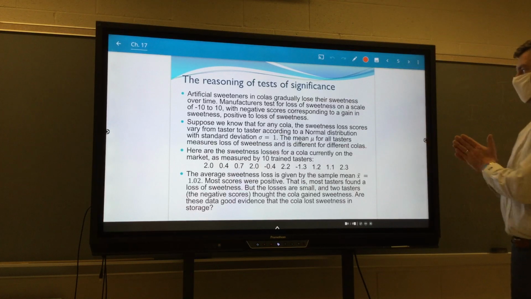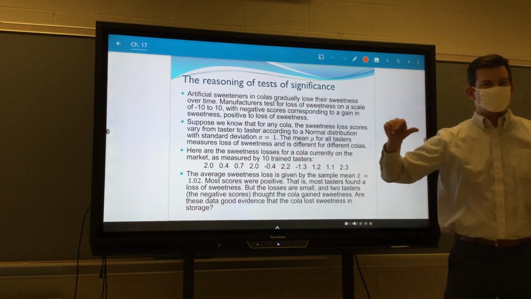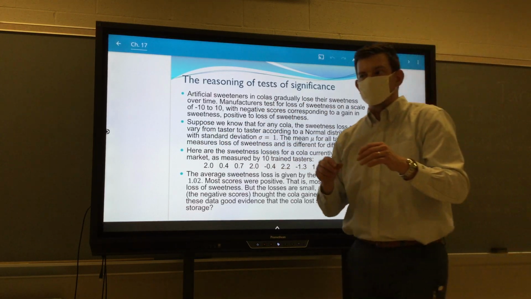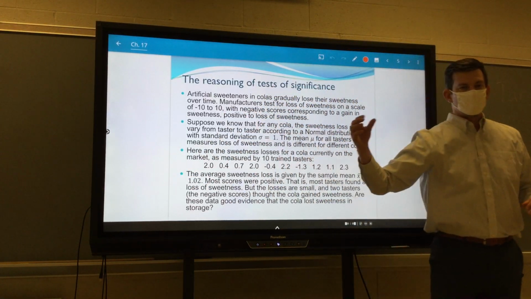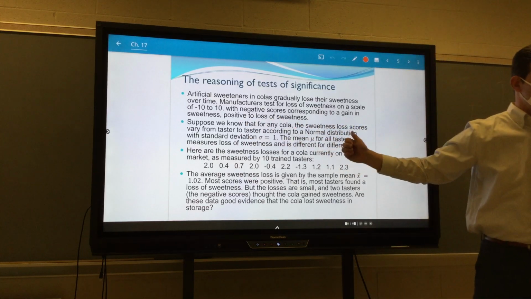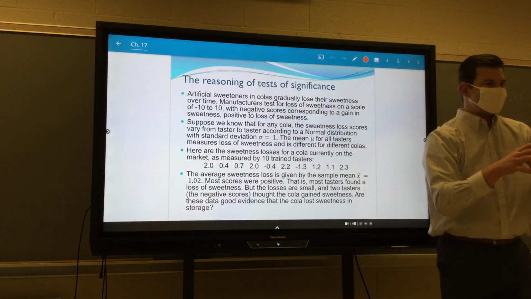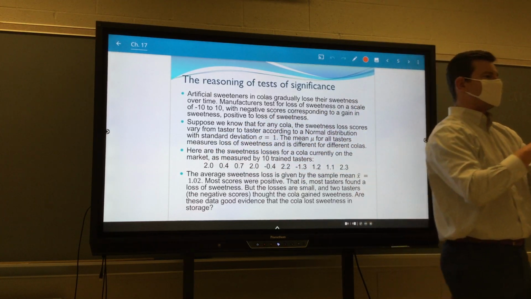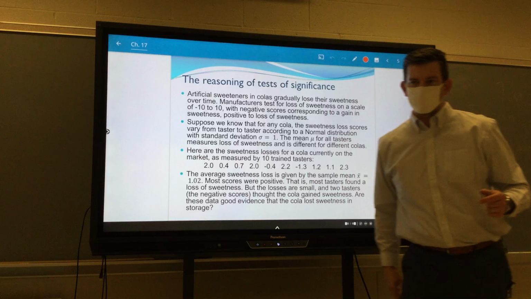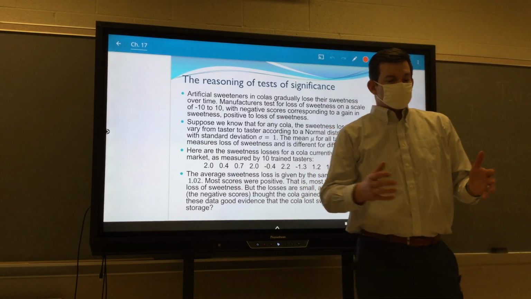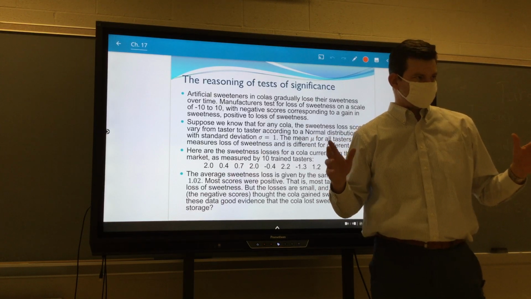So they're using a sample and they're measuring this on a scale. Now this scale goes -10 to +10. And because the purpose of this scale is to measure sweetness loss, a positive score corresponds with a loss of sweetness. Conversely, a negative score would correspond with a gain in sweetness. Maybe some people detect a gain or an increase in the sweetness. Okay? That's indicated by a negative score. So, a score of 0 would mean no change, no difference in the sweetness.